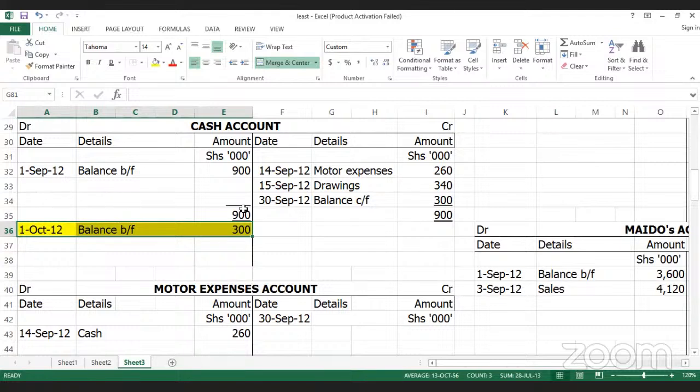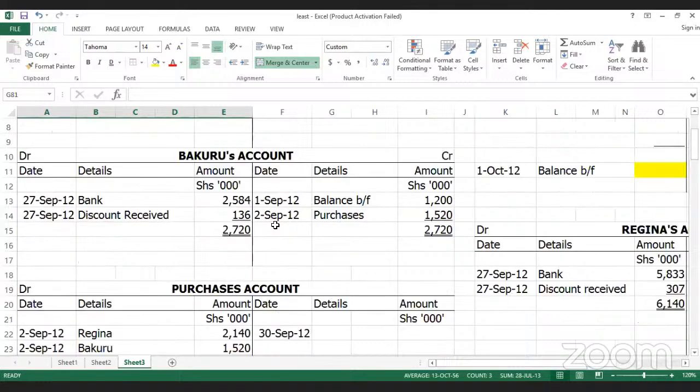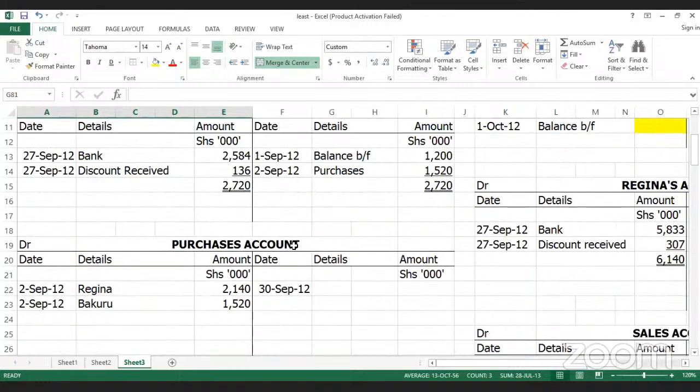Should we move on to the next account? Yes. Yes, sir. Okay, let's move to the next account. Let's go to the purchases account.